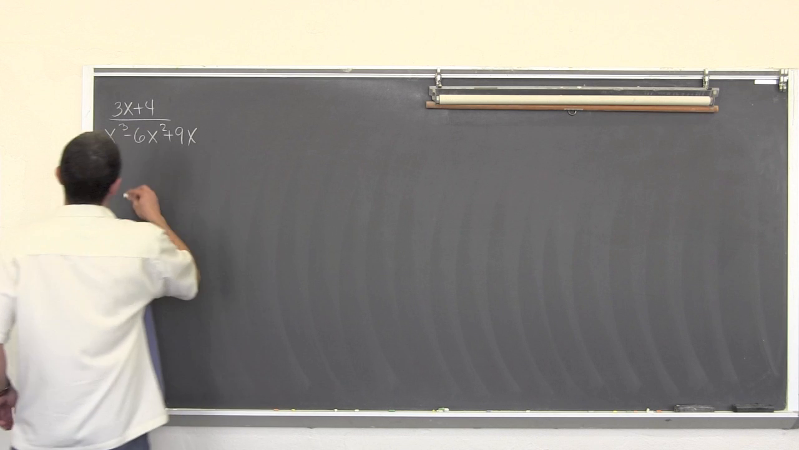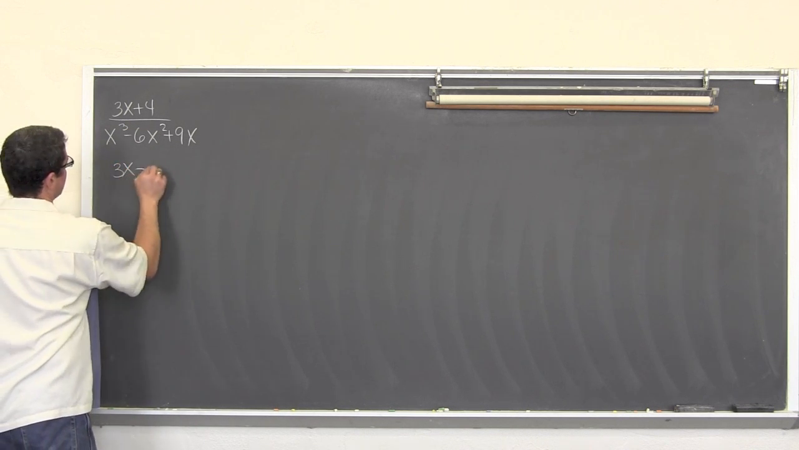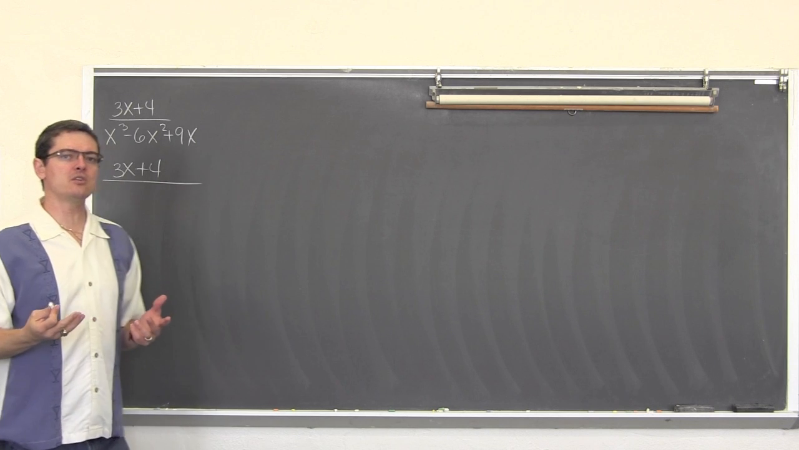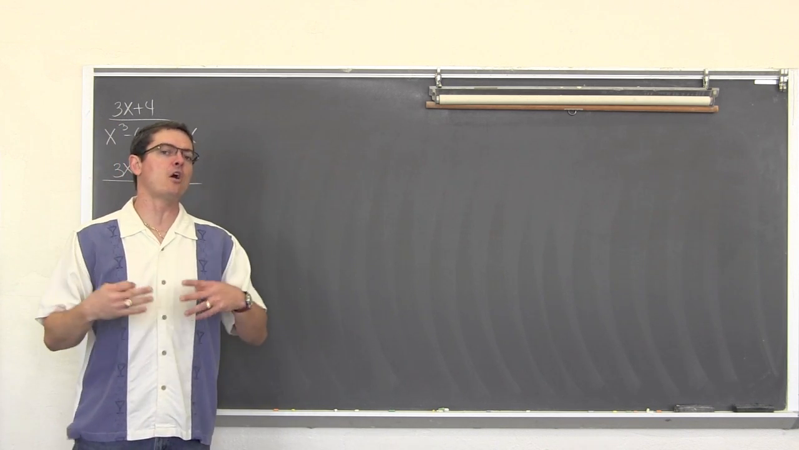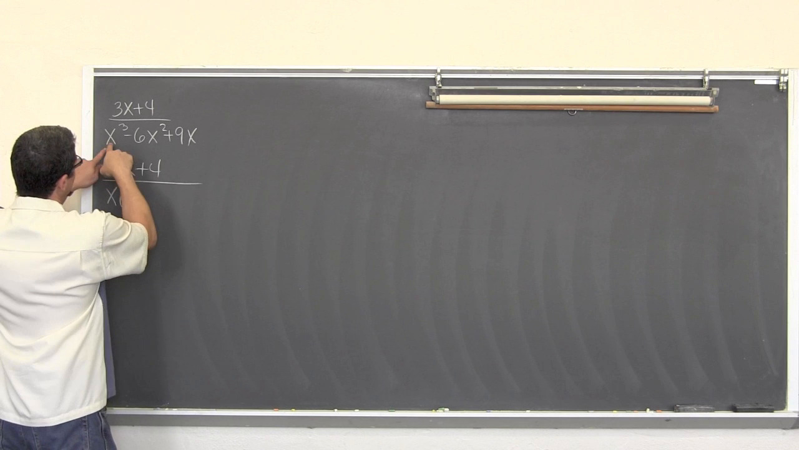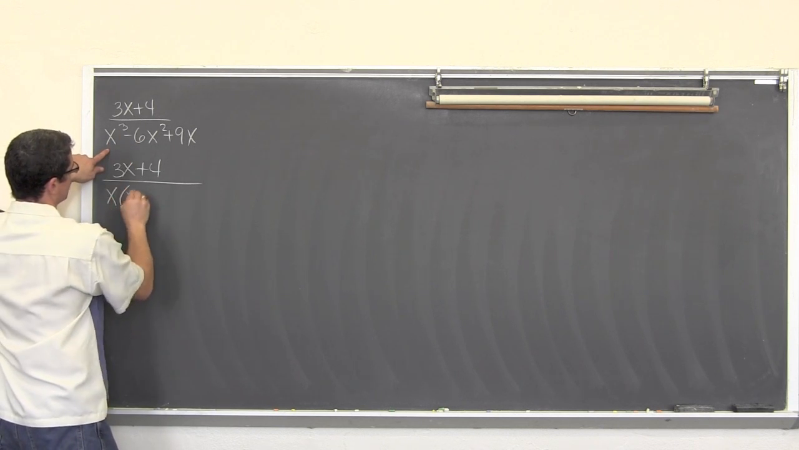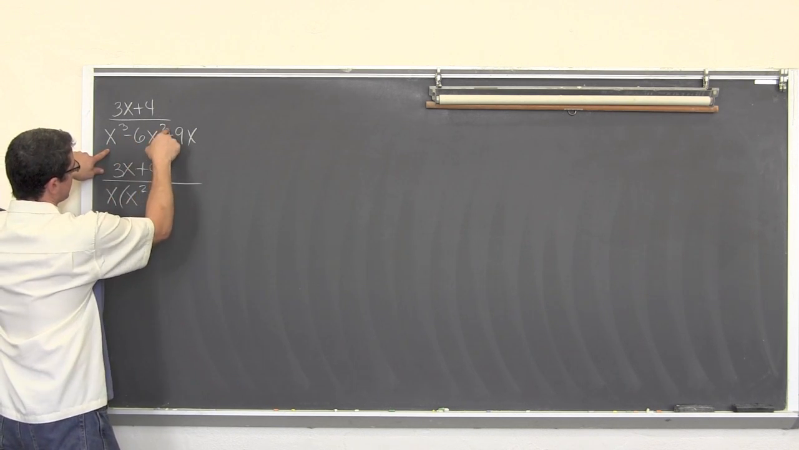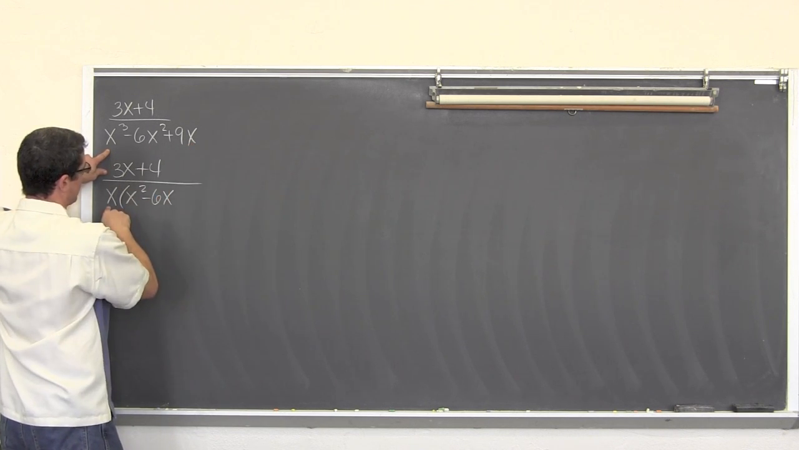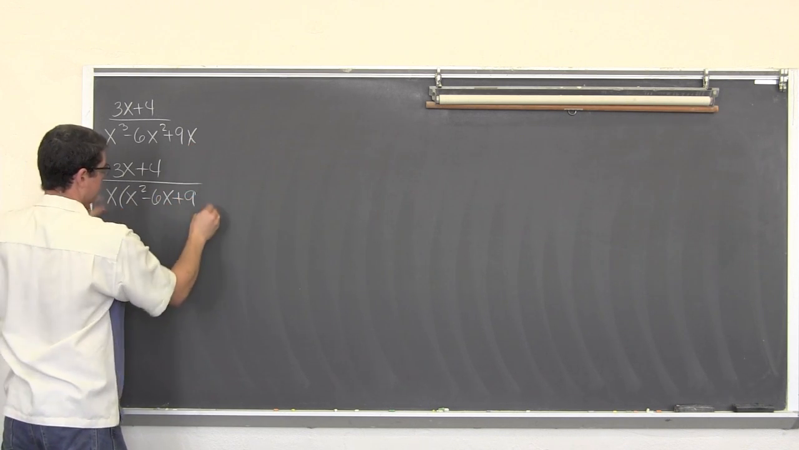So we're going to do 3x plus 4. All these terms, whenever you do factoring, the first thing you should look for is, is there anything I can factor out of all of the terms? Well, they all have an x, so we're going to pull that x out. X cubed divided by x is x squared. Negative 6x squared divided by x is negative 6x. And then 9x divided by x is 9.